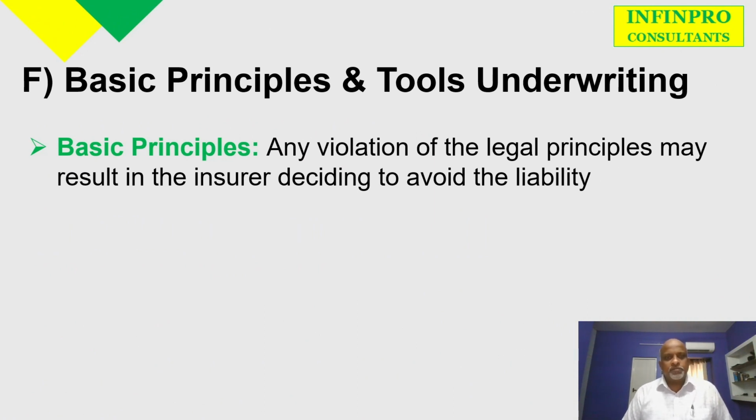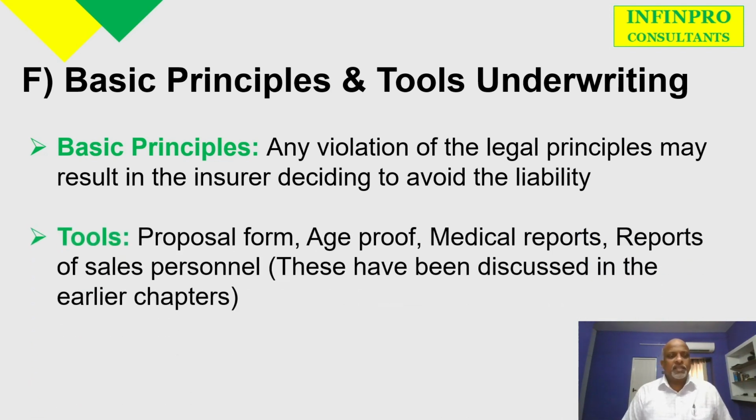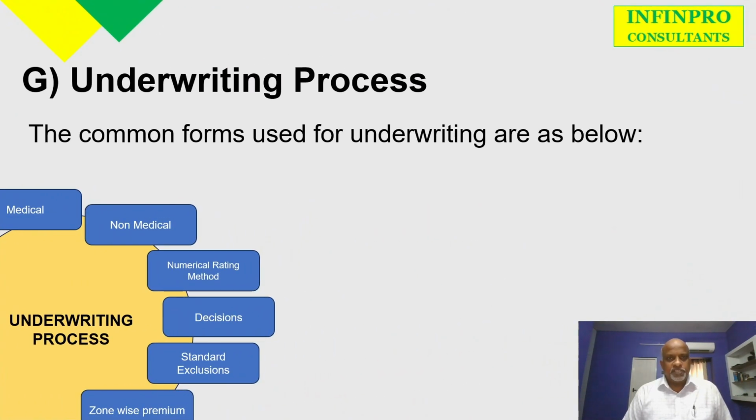So, basic principles: any violation of the legal principle may result in the insurer deciding to avoid the liability with nothing but declining the claim. The tools used by the insurer to issue a policy are the proposal form, age proof, medical reports, and the report of the salesperson.